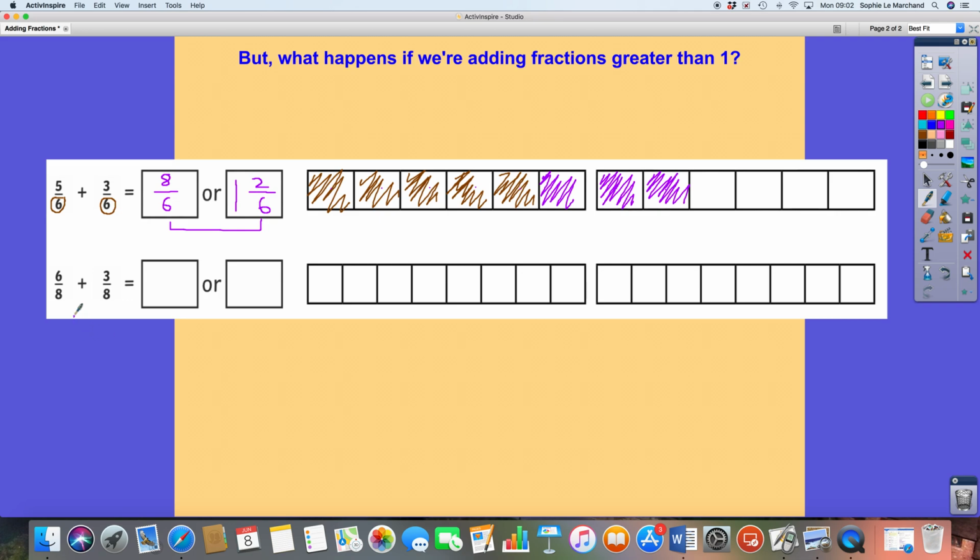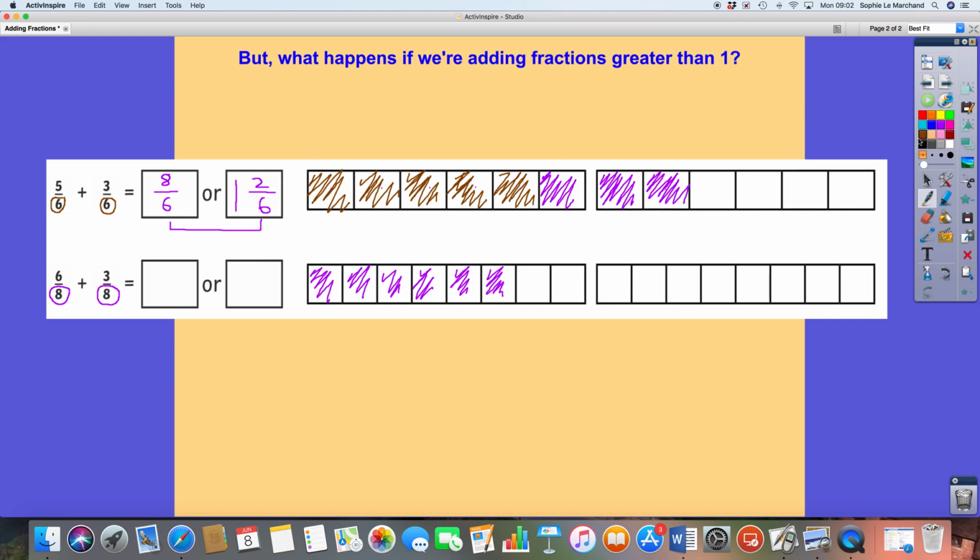So this time we've got 6/8 plus 3/8. Look first at the denominator. Clearly we're working in 8s, so 1 whole should be divided into 8 equal parts. 1, 2, 3, 4, 5, 6, 7, 8. First representation is 6/8, so I can colour those in. 1, 2, 3, 4, 5, 6. There's my 6/8. And then it's asking me to add 3 more 8s.